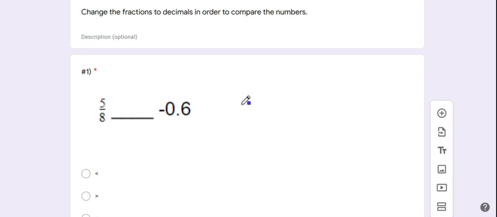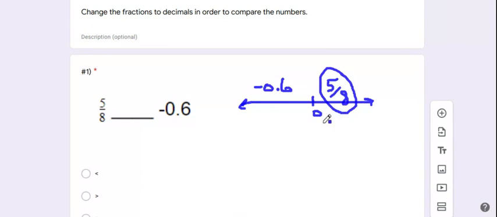Now in this case, if we had a number line and this was 0, wouldn't you agree that 5/8 is going to be to the right of 0 and negative 6/10 is to the left of 0? Right? So whatever number is further to the right on the number line would be greater. And so we could put 5/8 over here to the right of 0 because it's a positive number. And we could put negative 6/10 to the left of 0 because it's a negative number. And so since 5/8 is further to the right on the number line, it is greater.